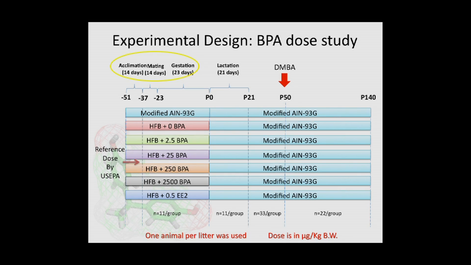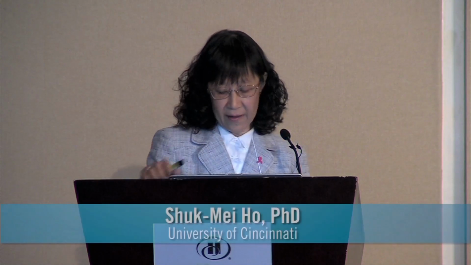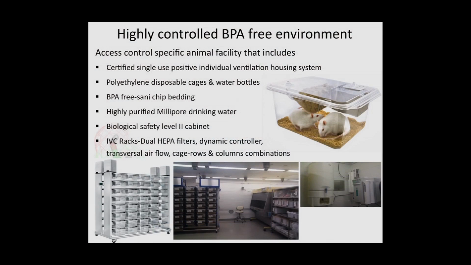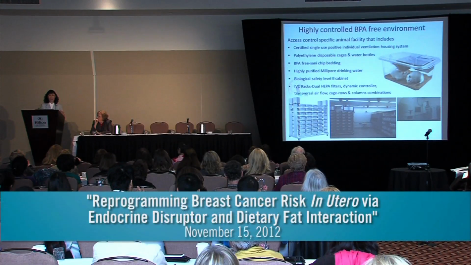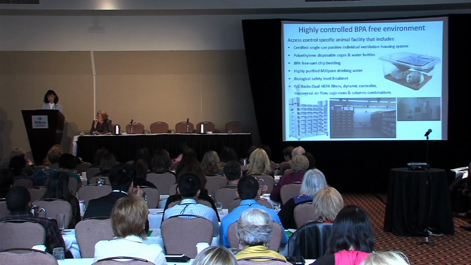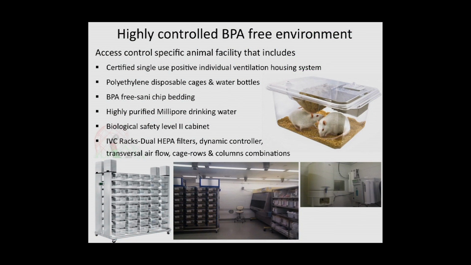Now, in order to achieve this kind of low dose, we have to be very careful to have a highly controlled bisphenol A-free environment. And you can see that all these are the precautionary steps that we had taken to make sure that all the animals are not exposed, because we know that 95% of us sitting in this room already have bisphenol A in our body. So in order to ensure that the control animals are very clean, they really have to use all these highly controlled bisphenol A-free environments.